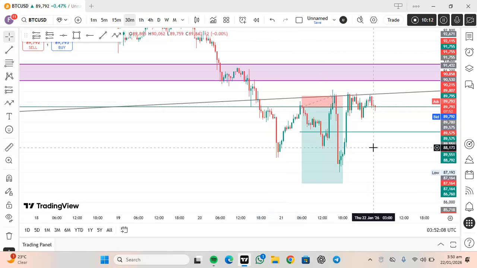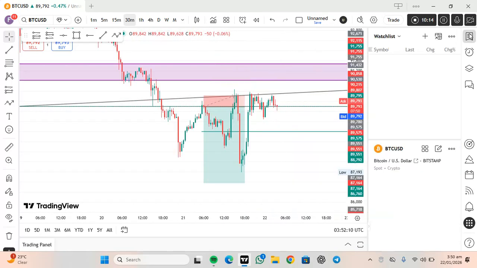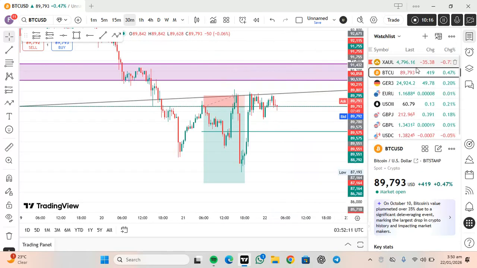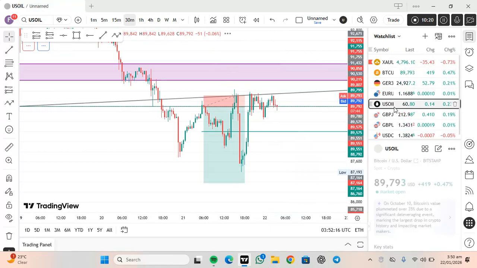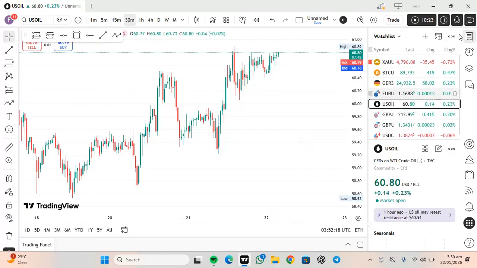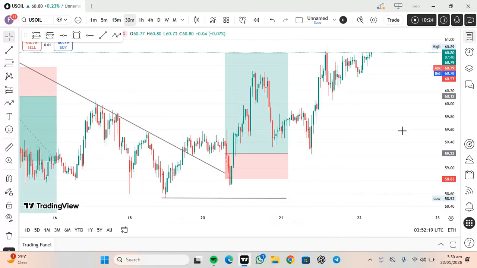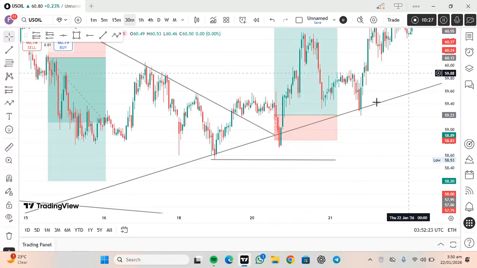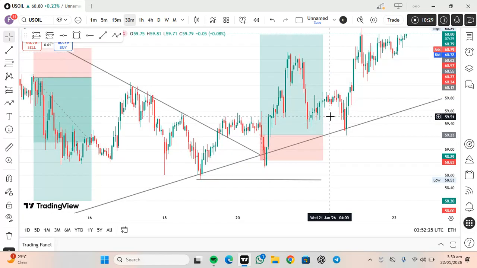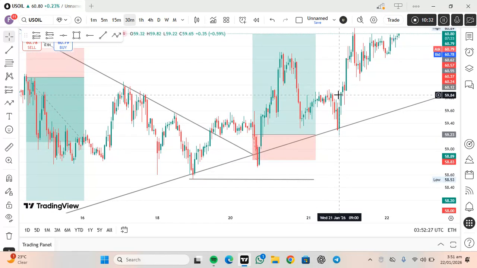So the last setup, I also took a trade on, I think that was Monday or Tuesday, on US oil. I also used the break and retest strategy to take that trade. So this is the trade. And this perfectly describes what I explained earlier using the tools.